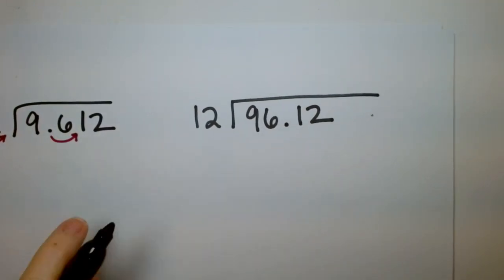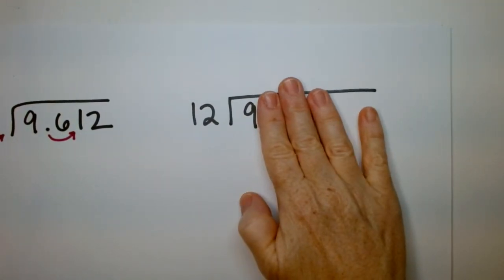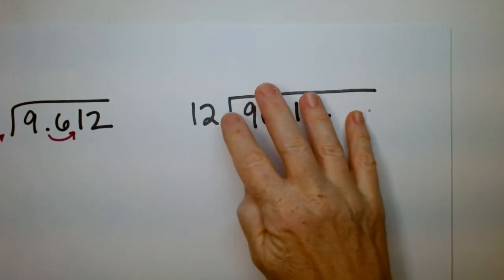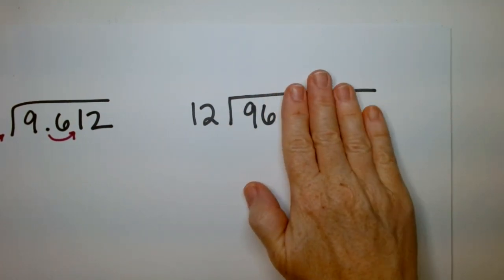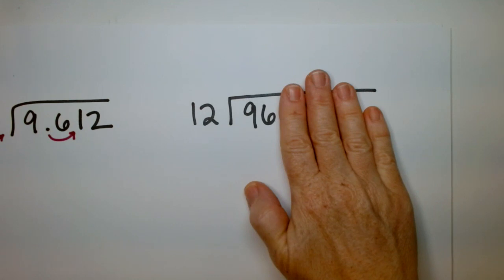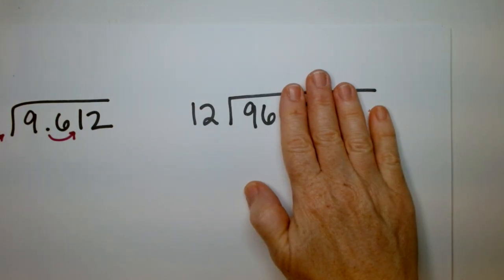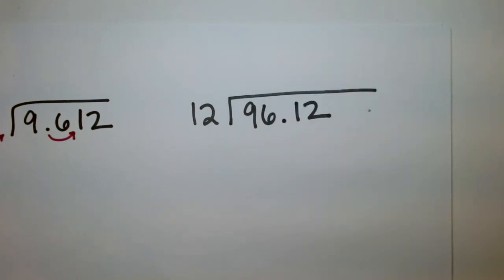Okay, so 12 doesn't go into 9, right? We don't have enough cookies for 12 hungry kids. If we have 96 cookies, though, how many does everybody get? Does everybody get 8 cookies? Would you agree? Would that be 8 cookies? Okay, so everybody gets 8.